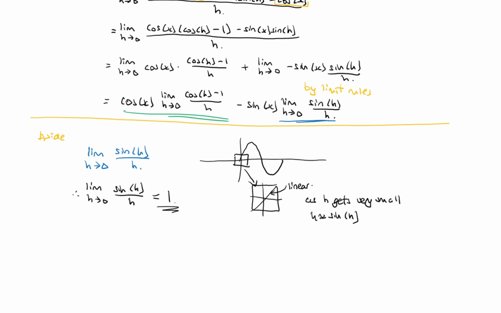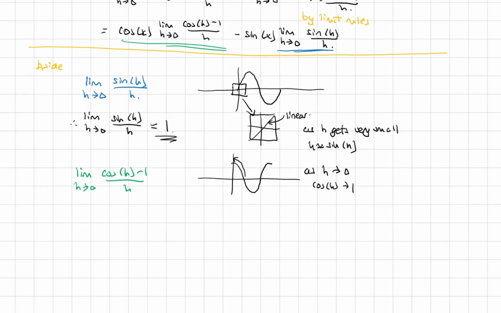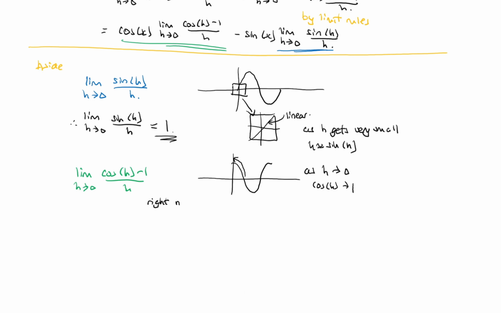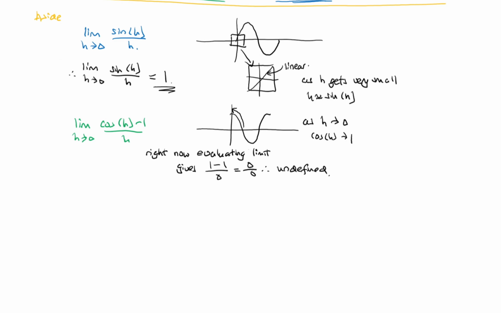Alright, now another one, let's do the limit as h approaches 0 of cos of h minus 1 divided by h. So let's draw my cos graph. As h approaches 0, so as h gets really, really small, cos of h approaches 1. Okay, and if we evaluate this, just by substituting cos of h as 1, we get 1 minus 1 divided by a very small number, and this we can't really get. We get 0 divided by 0, that is basically undefined. So we have to find another way to find the limit.